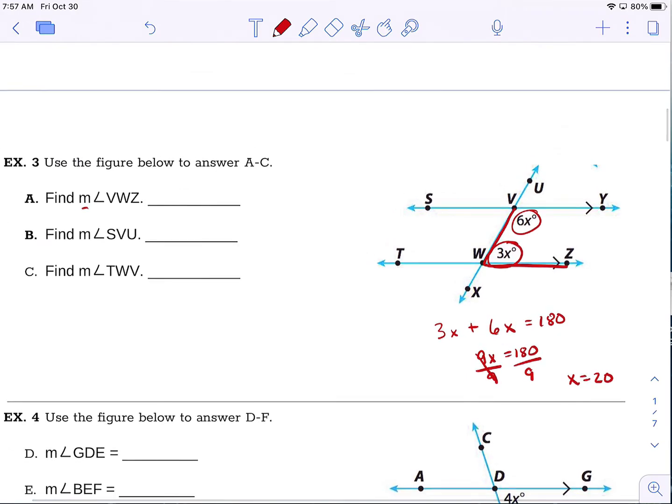Now here's where we've got to be careful. It doesn't ask me what x is, right? No, it doesn't ask me what x is, it asks me what the angle is.